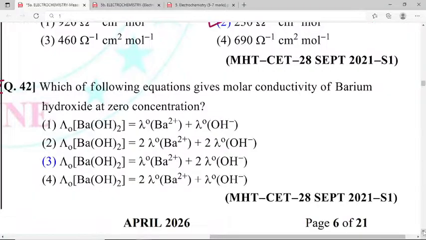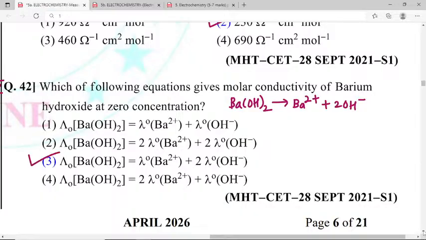Which of the following equations gives the molar conductivity of barium hydroxide at infinite dilution? Barium hydroxide is Ba(OH)2. It gives Ba2+ plus 2 OH minus. So this is your answer: the sum of the Ba2+ and 2 times OH minus contributions.